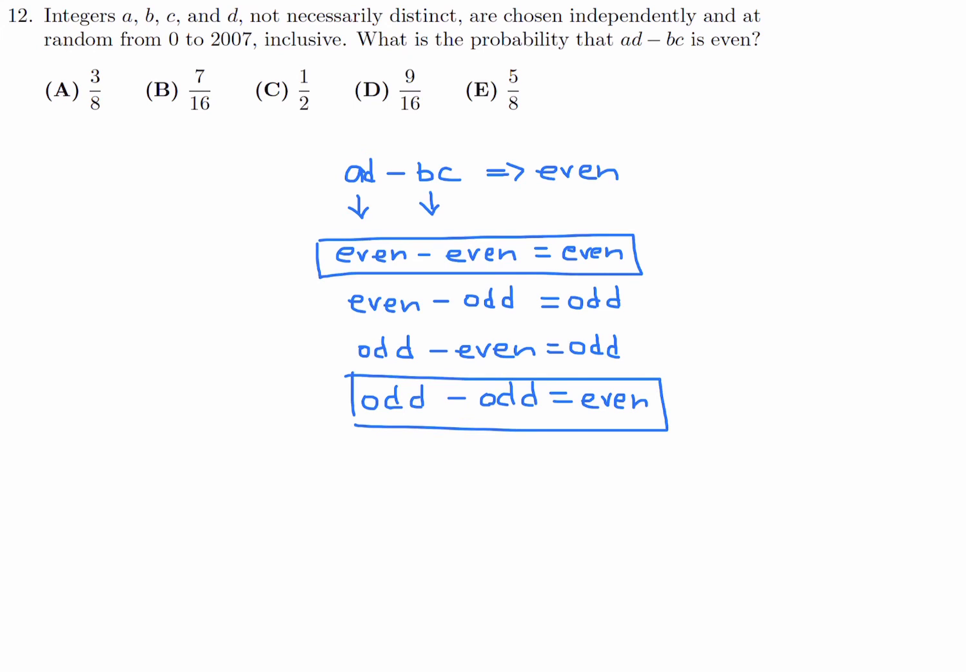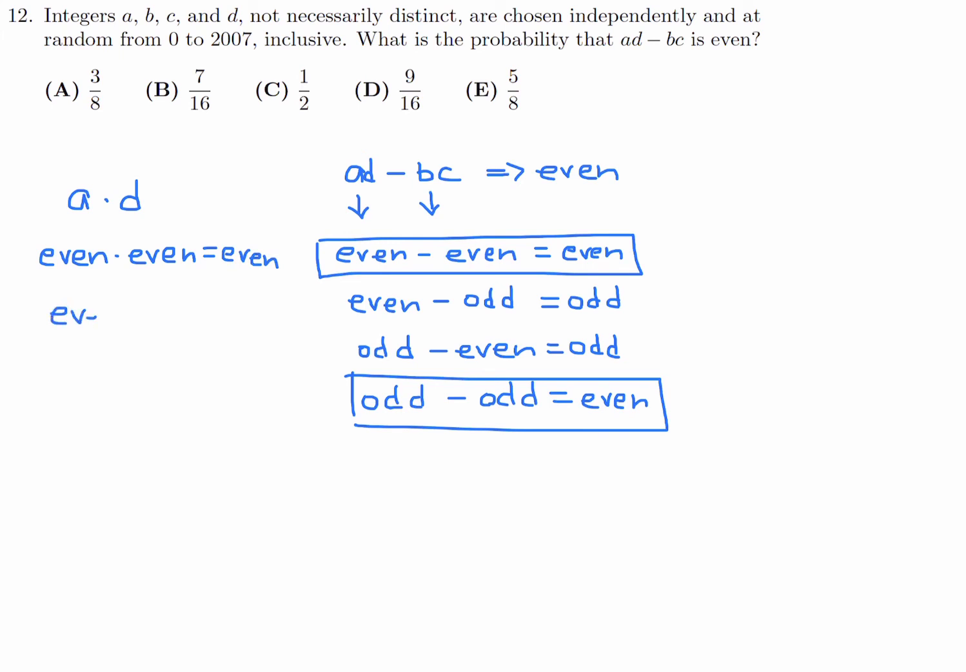Okay, so how do I figure out the probability of those? Well, then I have to look at each individual term, a times d, for example. a times d is two numbers, and I have to do the same thing, but now I'm multiplying. So even times even, if a was even and d was even, what would that be? Well, it equals an even number.